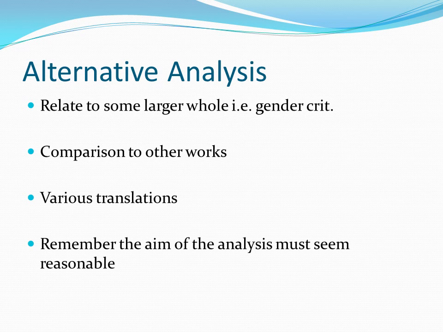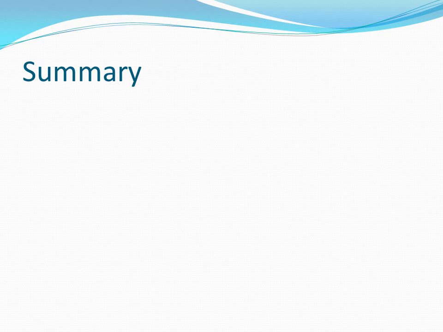And remember, all of your analysis just needs to be reasonable. What I like about literature is that you really can't be wrong because it's your interpretation. If that's your interpretation, then that's your interpretation. But you do need to try to make sure that you can reasonably support it. Now, summary is not analysis. Please be aware of that.